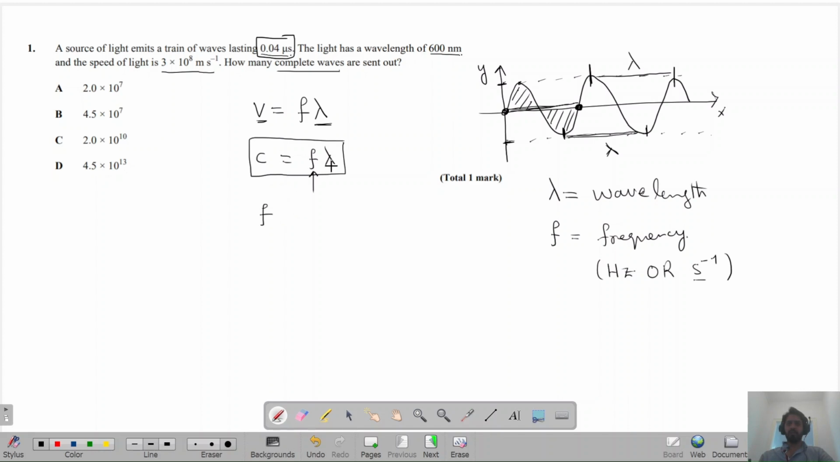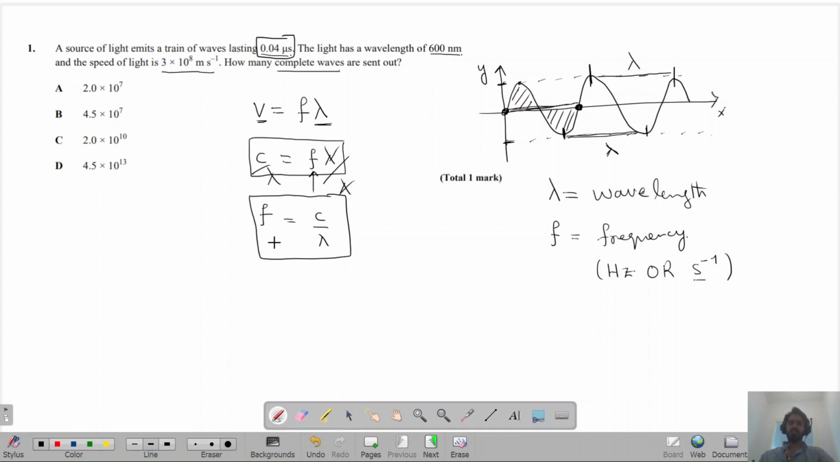And in order to find frequency, you can rearrange this equation. You can divide both sides by lambda. The lambda here will just cancel and you will have frequency equals c over lambda. So using this equation, we can find frequency, and frequency will tell us how many waves are passing in 1 second, right? But we want to find how many waves are sent out in 0.04 microseconds, right?